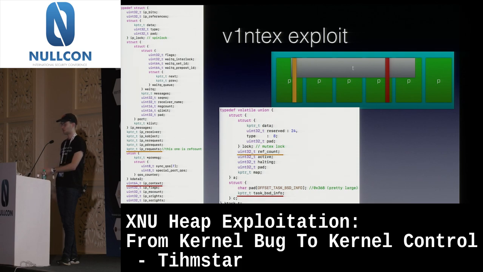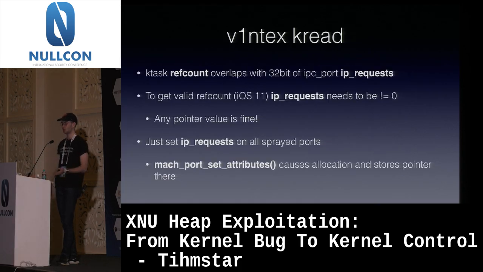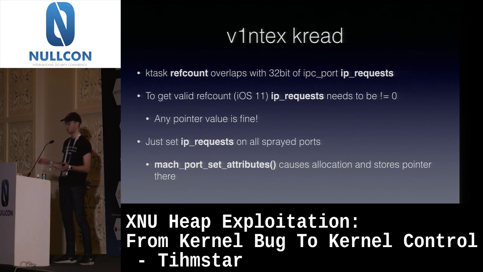Now we need to make sure that the reference count is non-zero. This actually overlaps with a completely different field, ip_requests. We need to make sure this is non-zero, and here every value works. So ktask's ref count overlaps with ip_requests. To get a valid ref count in iOS 11, ip_requests needs to be non-zero, so any pointer value, anything non-zero, is fine. We can do ip_requests on all sprayed ports. We can just call mach_port_set_attributes, and it will cause an allocation and store a pointer there.